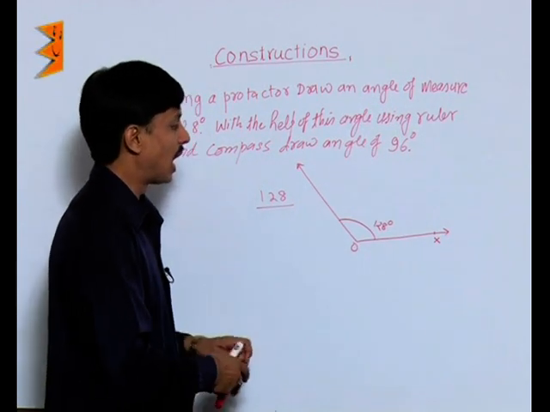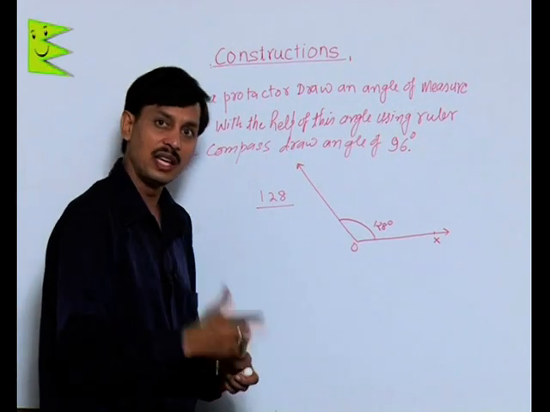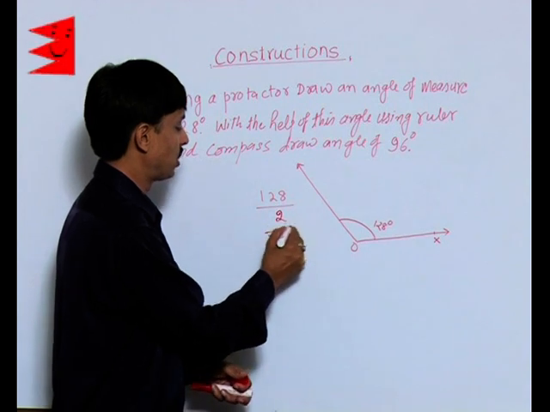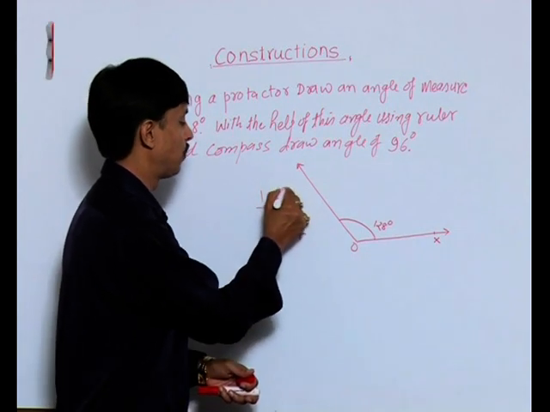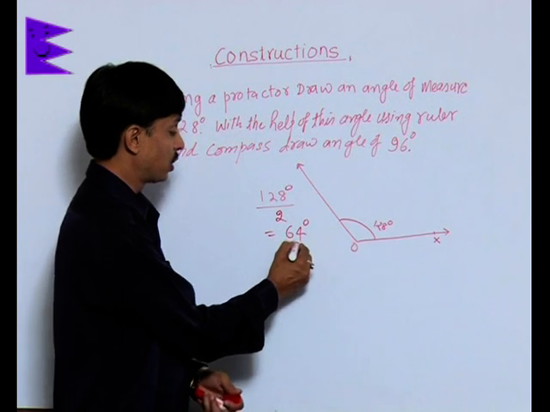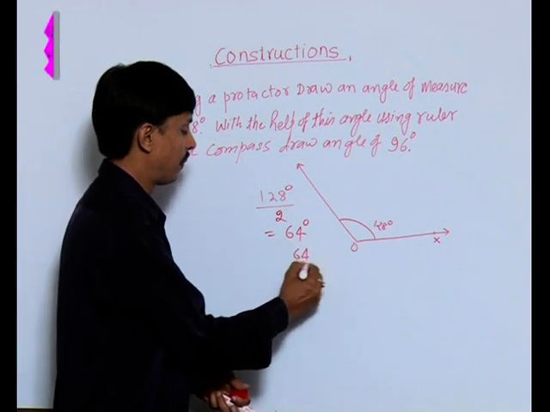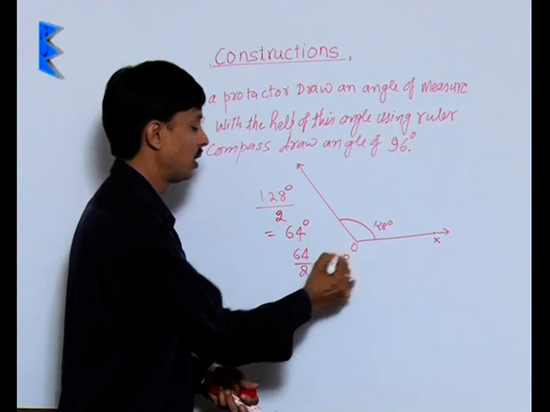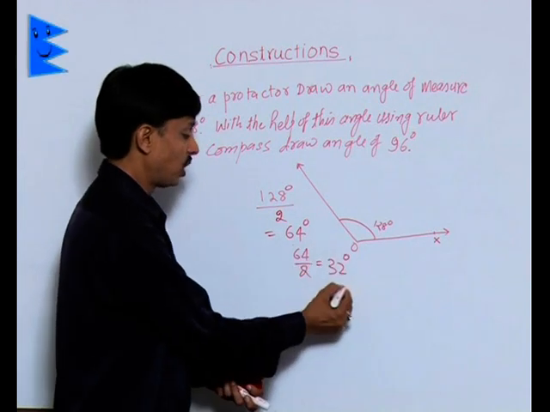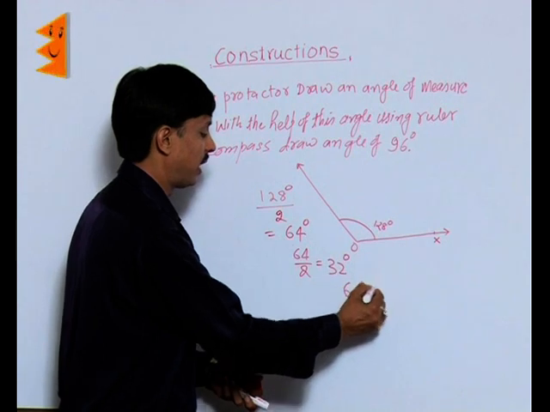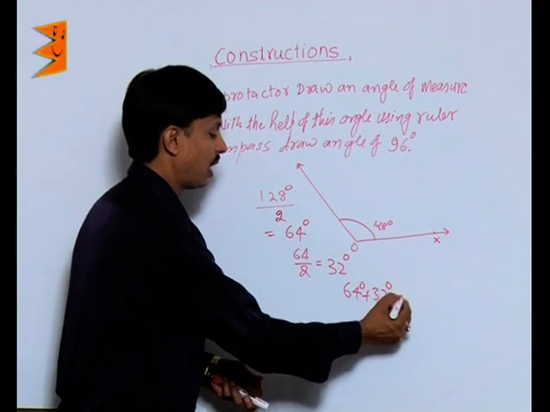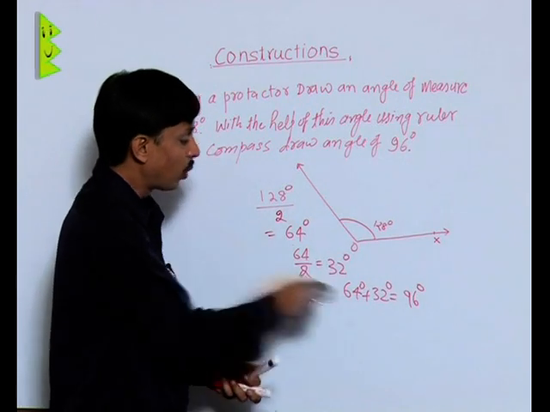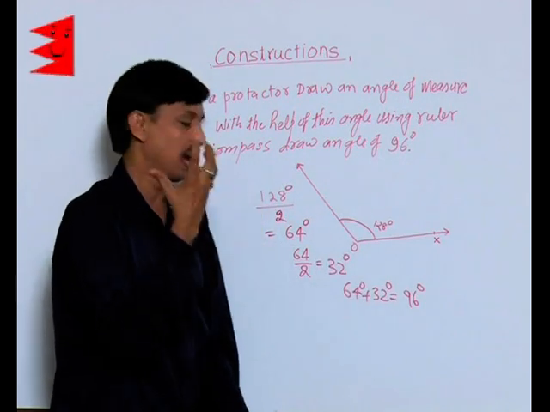We know how to draw the bisector of any angle. So half of this angle is 64 degrees. If I ask you to draw again half of 64, we can say the result is 32 degrees. If 64 degrees is added to 32 degrees, it gives us 96 degrees. So these calculations are giving us some help.